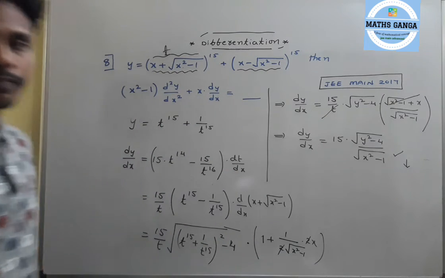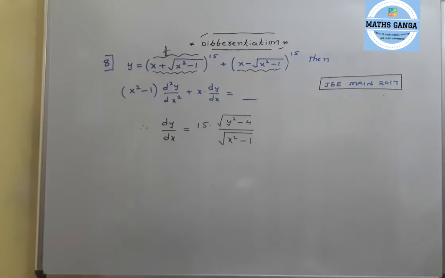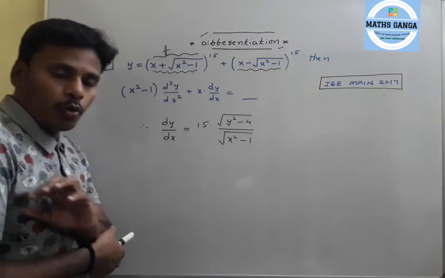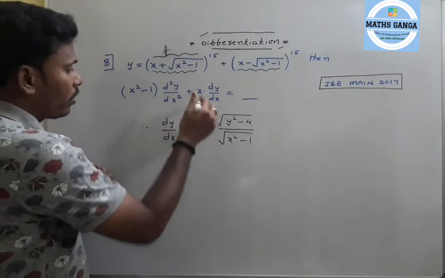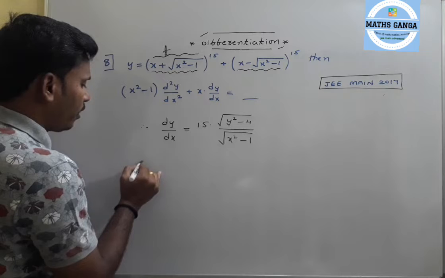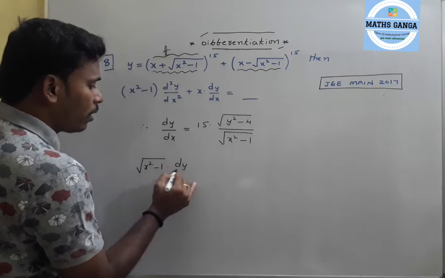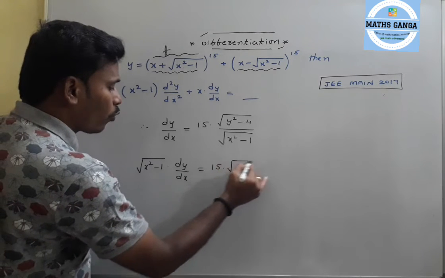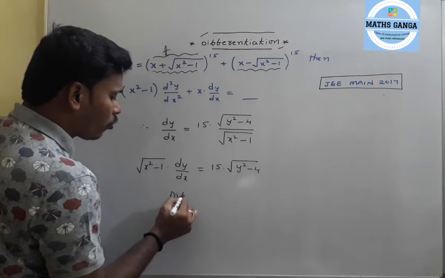First copy this. So now we have dy by dx is equal to 15 into root y square minus 4 by root x square minus 1. Further we need to proceed to get this value. So what I am going to do is send this root x square minus 1 to this side. It becomes root x square minus 1 into dy by dx is equal to 15 into root y square minus 4. Okay. Now you just differentiate with respect to x.